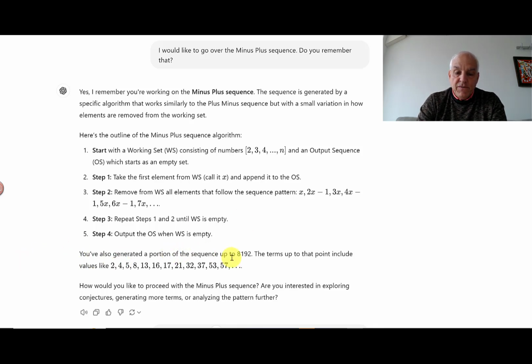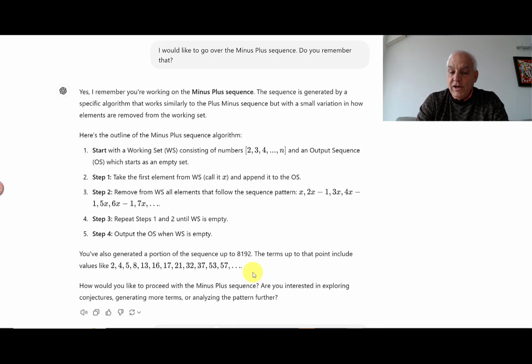You've also generated a portion of the sequence up to 8,192, which is 2 to the 13, I guess. The terms up to that point include values like, so here's the initial part of the minus plus sequence: 2, 4, 5, 8, 13, 16, 17, 21, 32, 37, 53, 57, etc. If you just saw that sequence, you'd be hard pressed to understand how this thing carries on. Very hard pressed. In fact, it's not in the online encyclopedia, although it shortly will be. Maybe one of you can do that.